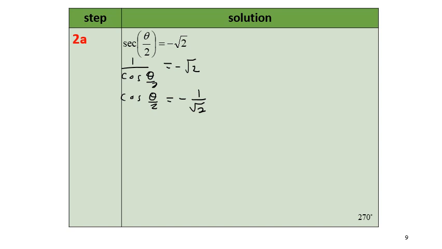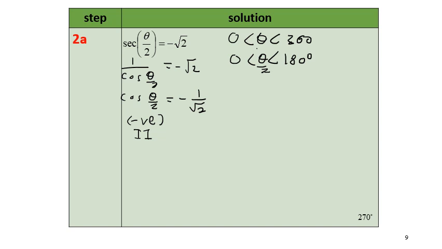So notice here, negative means that the angle is located in the second quadrant. Why don't we consider the third quadrant? Because if theta is between 0 and 360, then theta over 2 is between 0 and 180 only. So we only consider the first and second quadrant. So if cos is negative, automatically we know it is the second quadrant. So we only consider the second quadrant in this case, and not the third quadrant.